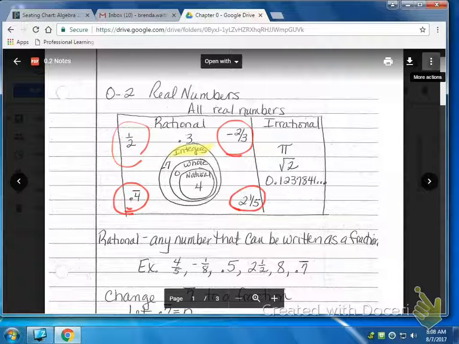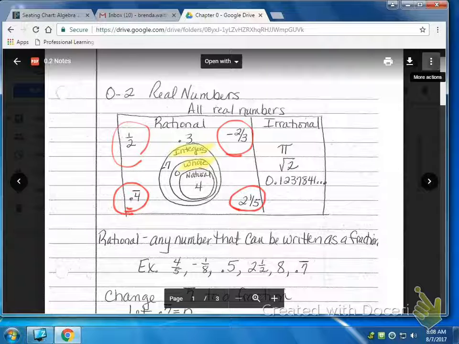-7 over 1. -7 over 1 makes it a fraction. So if you get an integer, you make it a fraction by putting the 1 on the bottom. All right? Within the set of integers, you have the set of whole numbers. And basically, that's almost half. It's all of the positive integers plus 0.